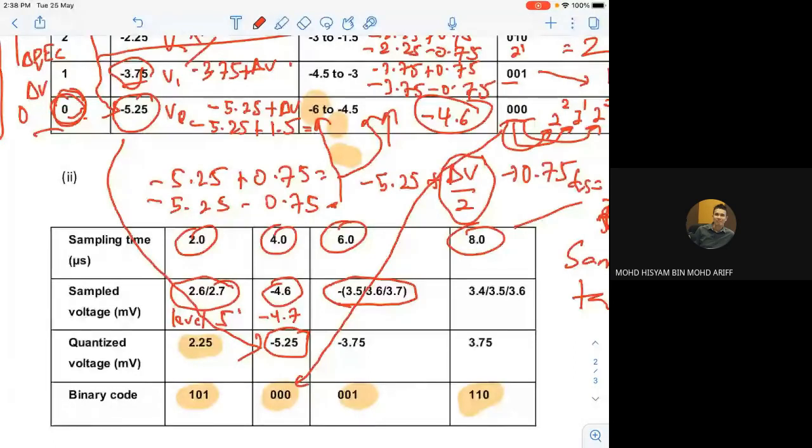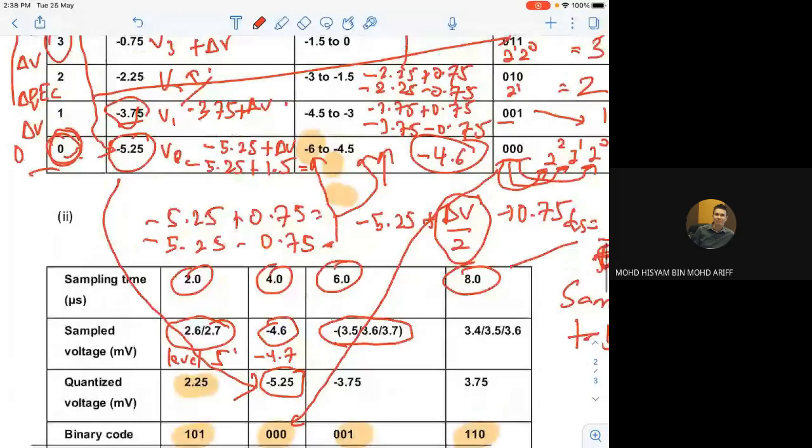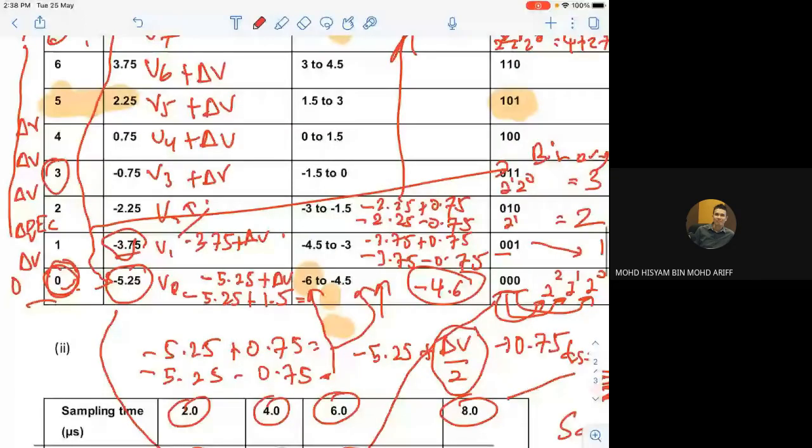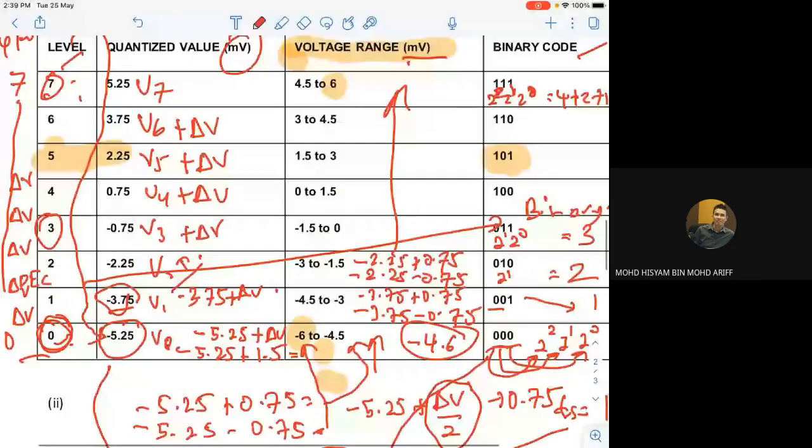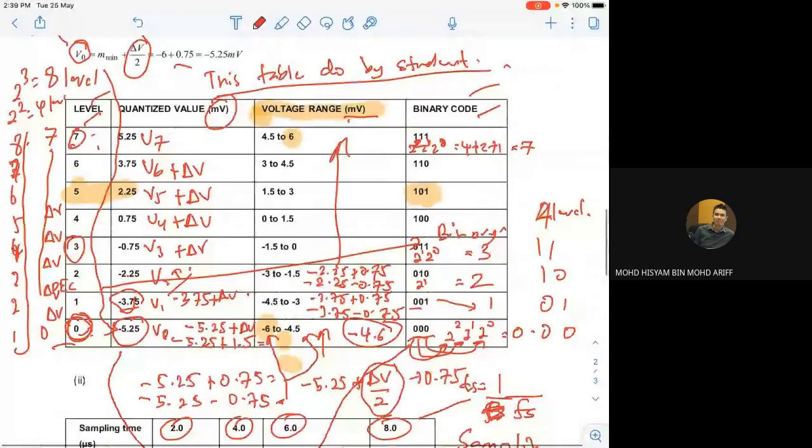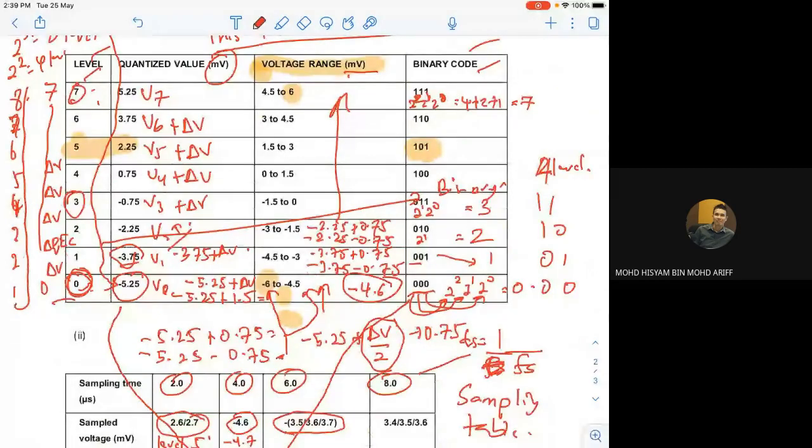Where's the location in the voltage range? Okay, negative 3.5. So where's the location in the voltage range? Negative 3.5, which level? Tell sir. Level 1. That 3.5, which level? Level 1.